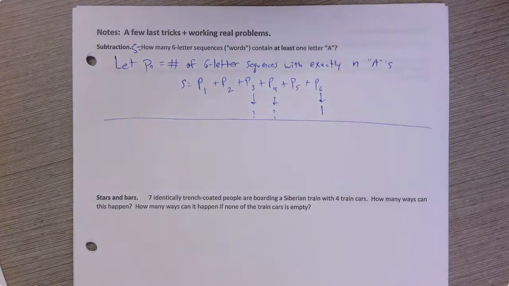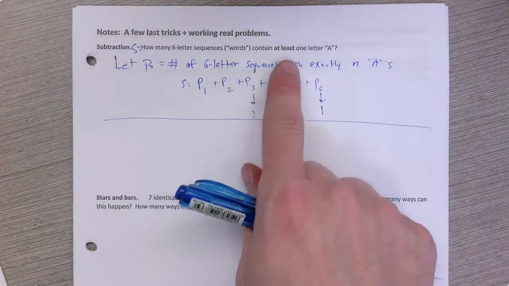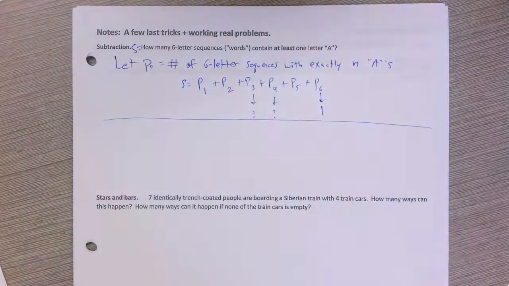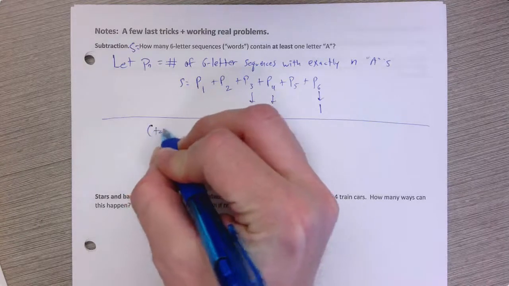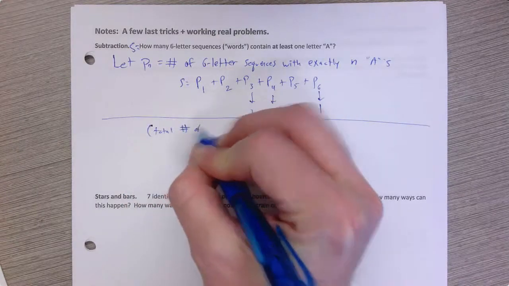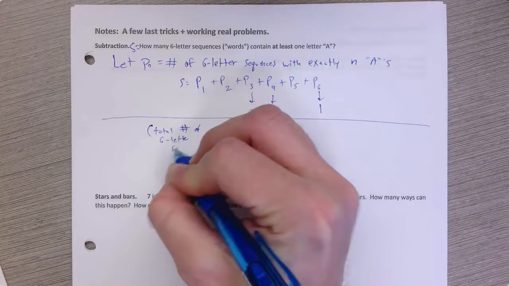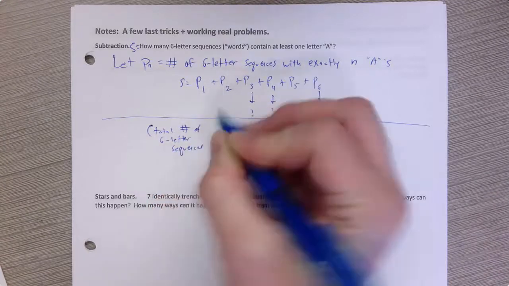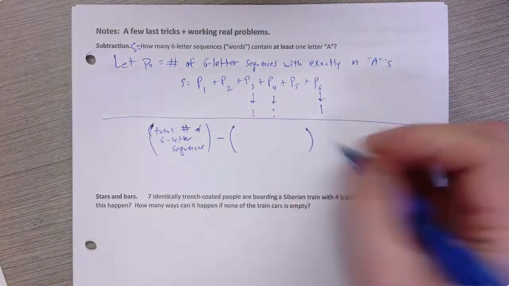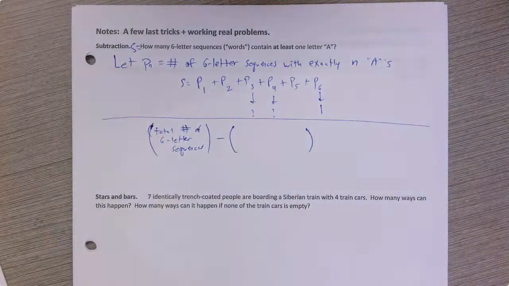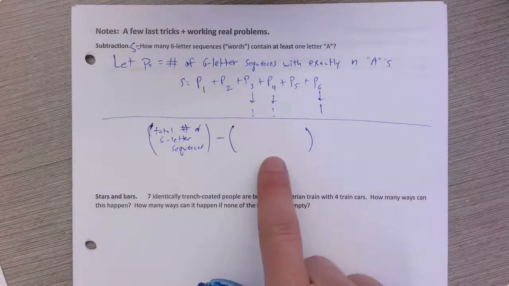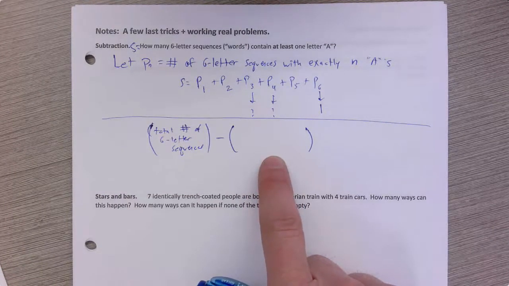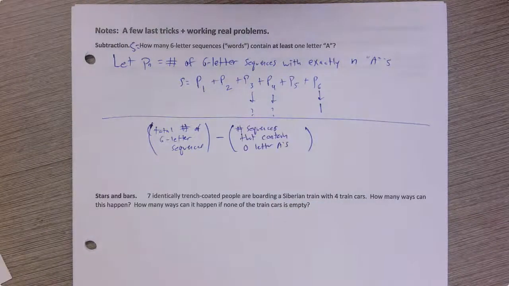The easier approach is, let's ignore this at least one condition. Let's just say how many 6-letter sequences are there total. So let's do the total number of 6-letter sequences, and let's subtract the number of sequences that contain no A's. Because if your sequence doesn't contain 0 A's, then it has to contain at least one A. And each of these things are much easier to count.